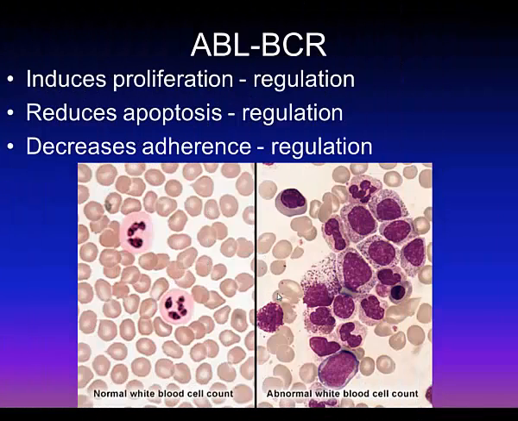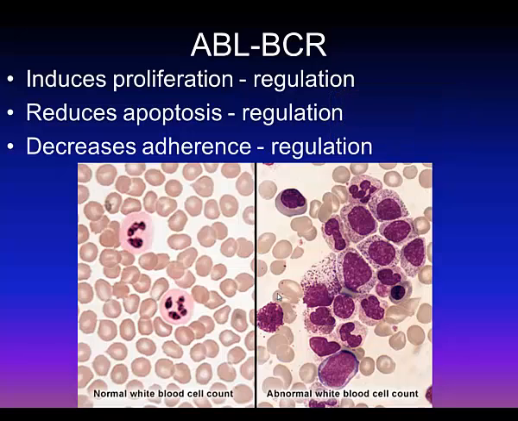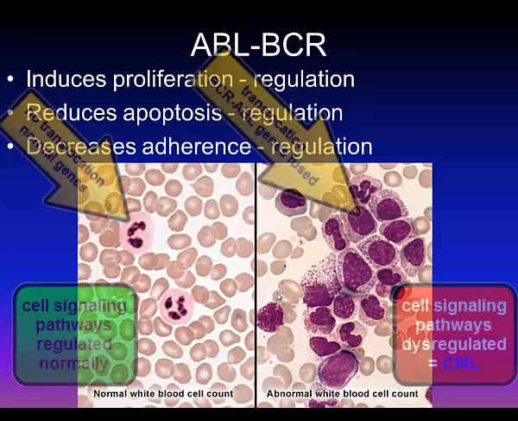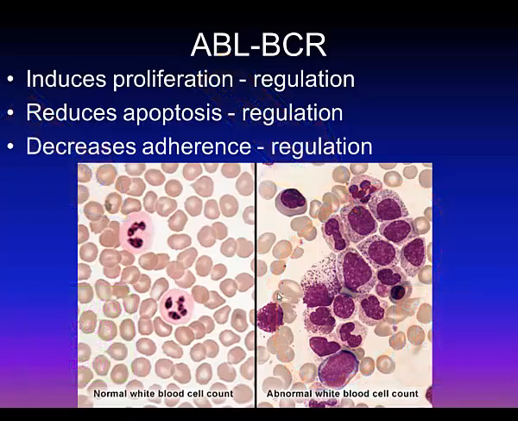So again, to take a minute to review, this fusion protein induces proliferation, it reduces apoptosis, and it decreases adherence. And I think I've said this before, adherence just has to do with the ability of a cell to stick to its neighbor. And a decrease in adherence means it's no longer going to be wanting to stick to its neighbor, and it's going to float around, and that's what we call a metastatic cancer.